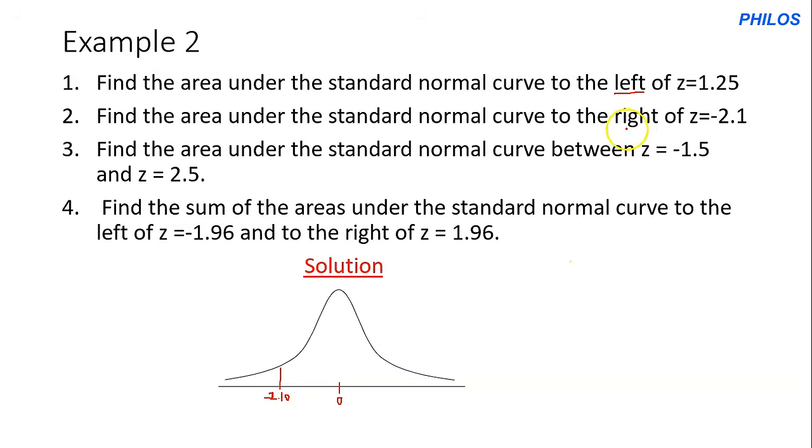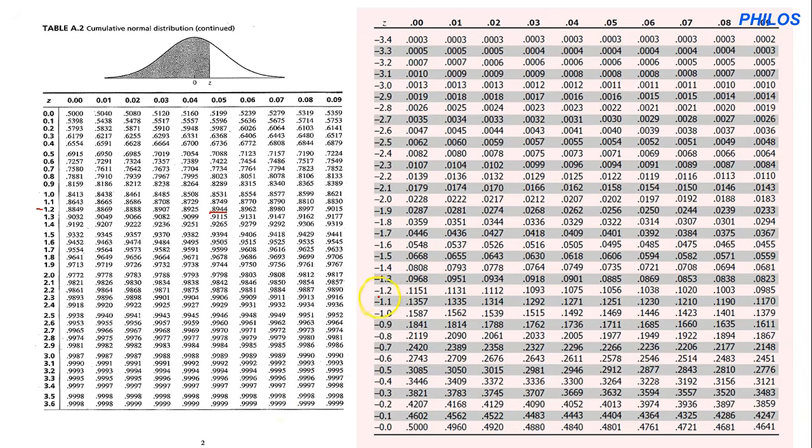But the question says we should find the area to the right of it, not the left, the right, isn't it? So meaning we want this shaded area. Okay, we want the area at the right here. But before we can get the answer, we need to go and check this negative 2.10. So let's check negative 2.10 on a negative z table. So we have negative 2.10.